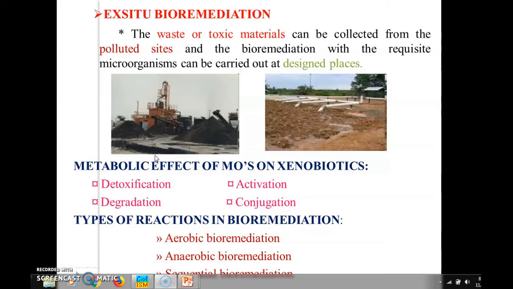Types of reaction in bioremediation. There are three types of reaction that occur during bioremediation. They are aerobic, in the presence of oxygen, anaerobic, without oxygen, and sequential. Aerobic and anaerobic processes occurring one after the other is sequential bioremediation. So ex situ bioremediation is of three types: aerobic, anaerobic, and sequential bioremediation.